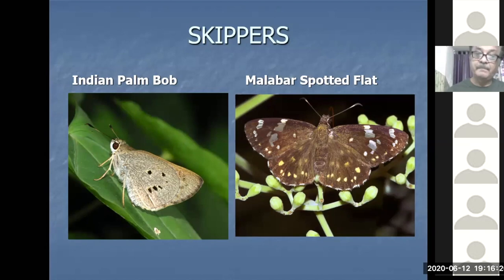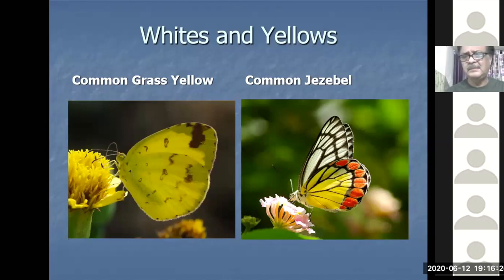And then we have these beautiful whites and yellows. Grass yellow, I'm sure you must have certainly seen them when walking on the grass. You sort of flush them. Of course, they have nothing to do with the grass. They don't lay eggs on grasses. They lay eggs on Cassia fistula or Indian laburnum. But they are usually found at the grass level. You don't find them at tree level. And that's the grass yellows, very common butterflies.